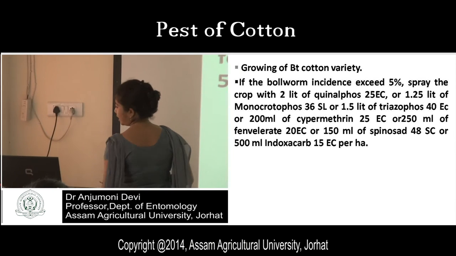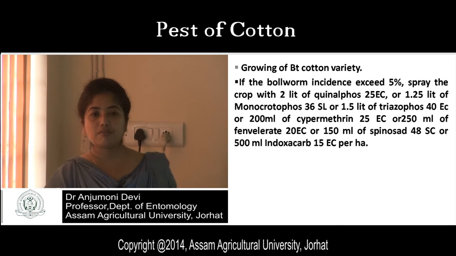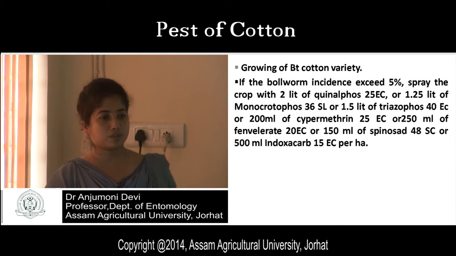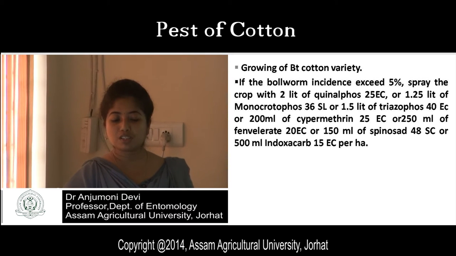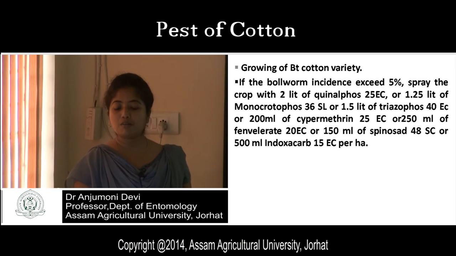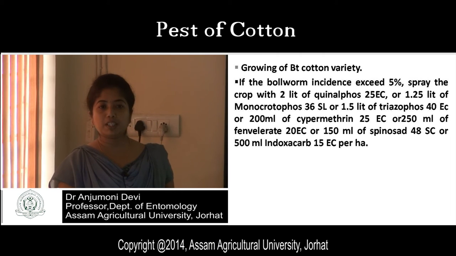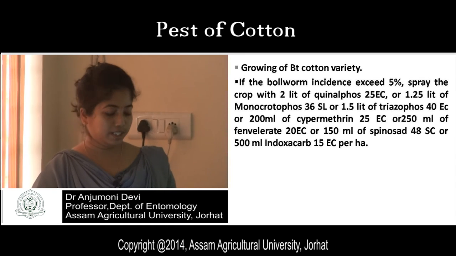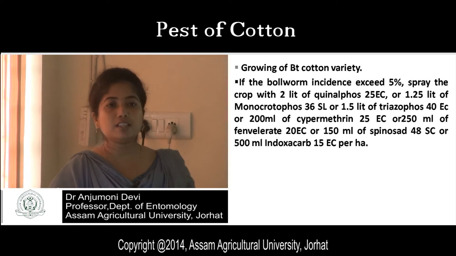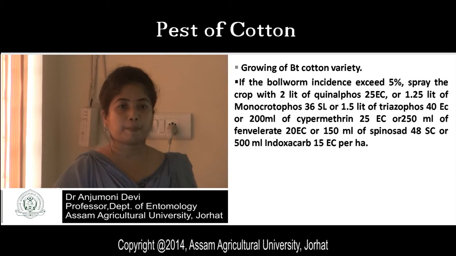If the bollworm incidence exceeds 5%, spray the crop with 2 liters of quinalphos 25 EC or 1.25 liters of monocrotophos. These two are under the group of organophosphorus. Then 1.5 liters of triazophos 40 EC or 200 ml of cypermethrin or 250 ml of fenvalerate. Cypermethrin and fenvalerate are synthetic pyrethroids. Or 150 ml of spinosad or 500 ml of indoxacarb per hectare. Generally, the application of insecticide is important when the crop loss exceeds 5% or the incidence is very high.